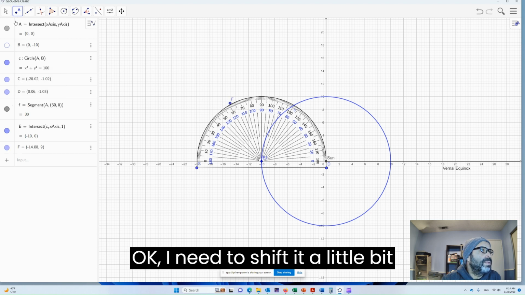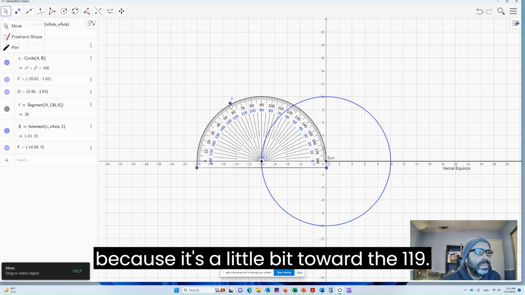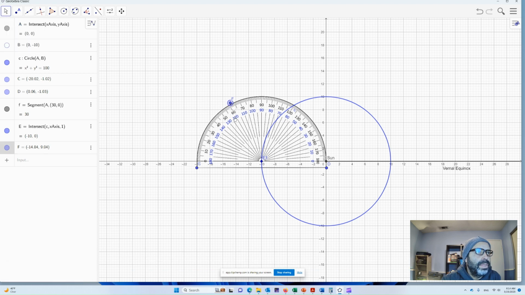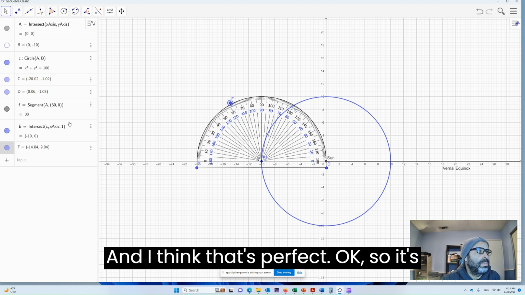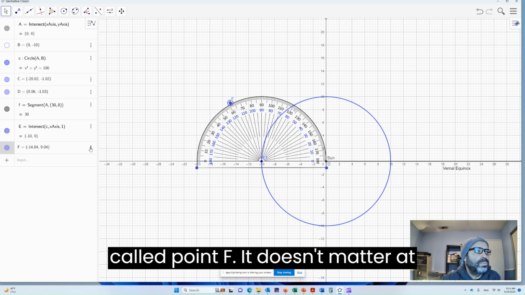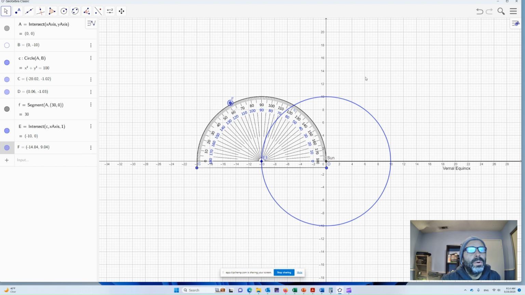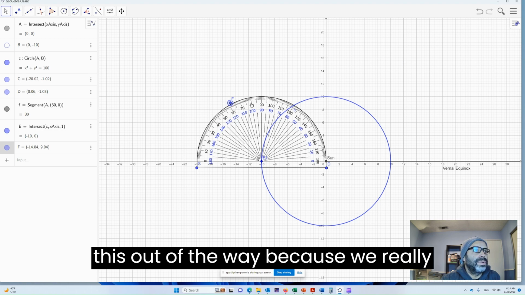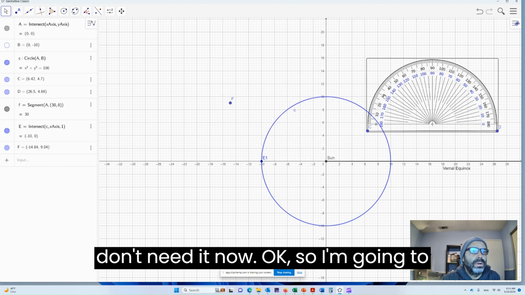I need to shift it a little bit because it's a little bit toward the 119. And I think that's perfect. So it's called point F. It doesn't matter. At this point, it's just a reference point. I'm going to draw a ray. So let me move this out of the way because I really don't need it now.